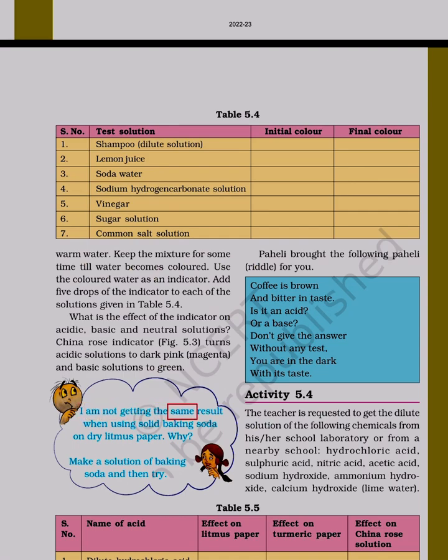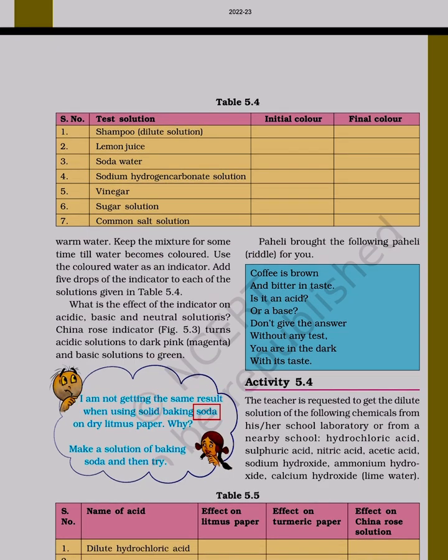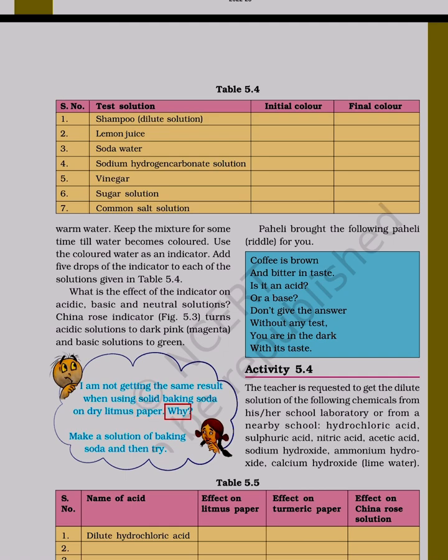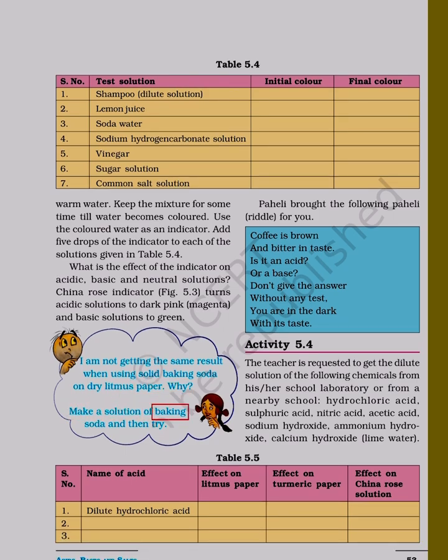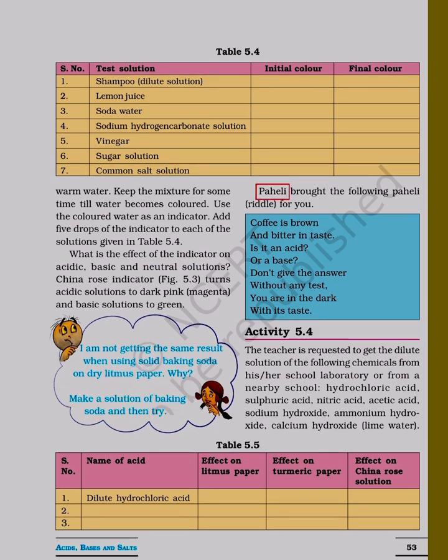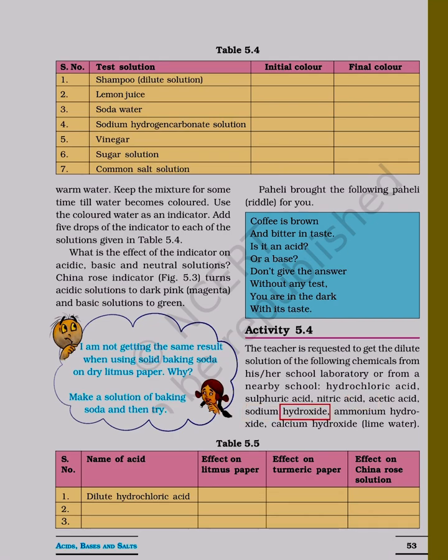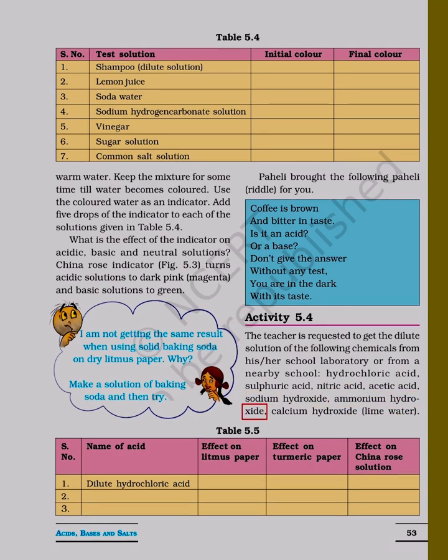I am not getting the same result when using solid baking soda on dry litmus paper. Why? Make a solution of baking soda and then try. Paheli brought the following riddle for you. Activity 5.4. The teacher is requested to get the dilute solution of the following chemicals from his/her school laboratory or from a nearby school: hydrochloric acid, sulfuric acid, nitric acid, acetic acid, sodium hydroxide, ammonium hydroxide, calcium hydroxide, lime water.